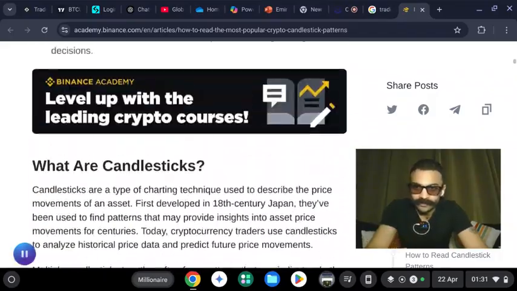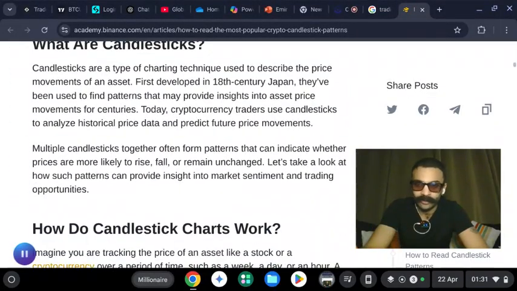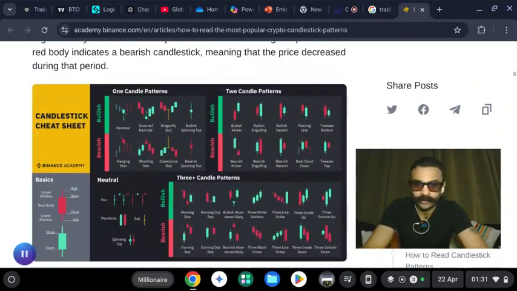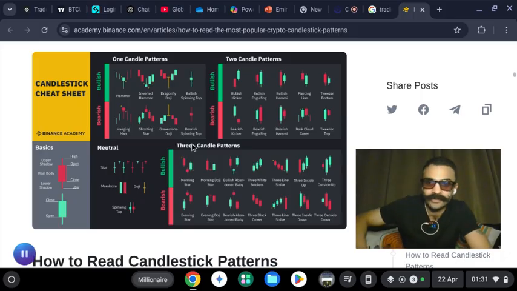So this website explains everything about the charts, how you can understand what kind of patterns are there and how it works. This is the one I've got with me. Like I was telling you guys, here are the one candle patterns. These are bullish patterns: hammer, inverted hammer, dragonfly doji, bullish spinning top. These are single candle patterns, and on the other side, this is bearish: hanging man, shooting star, gravestone doji, bearish spinning top.